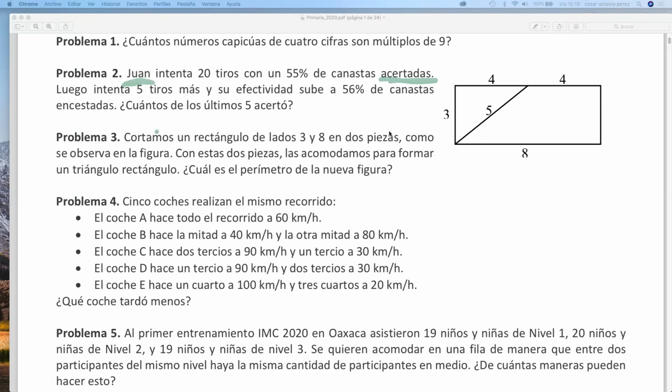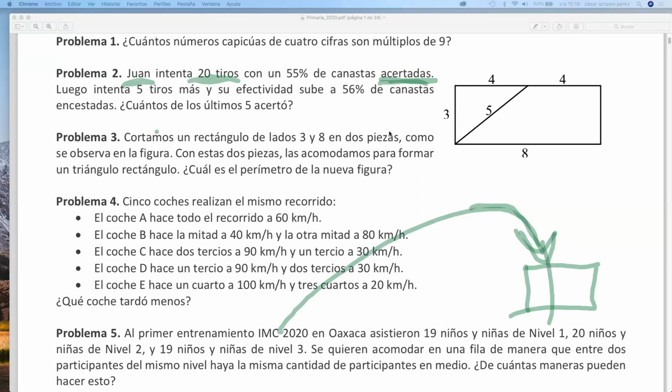John is playing, throwing balls to baskets. He's throwing. Okay. Acertar means that the balls did go through the basket. He hit the basket in 55%. Yes, do you understand?